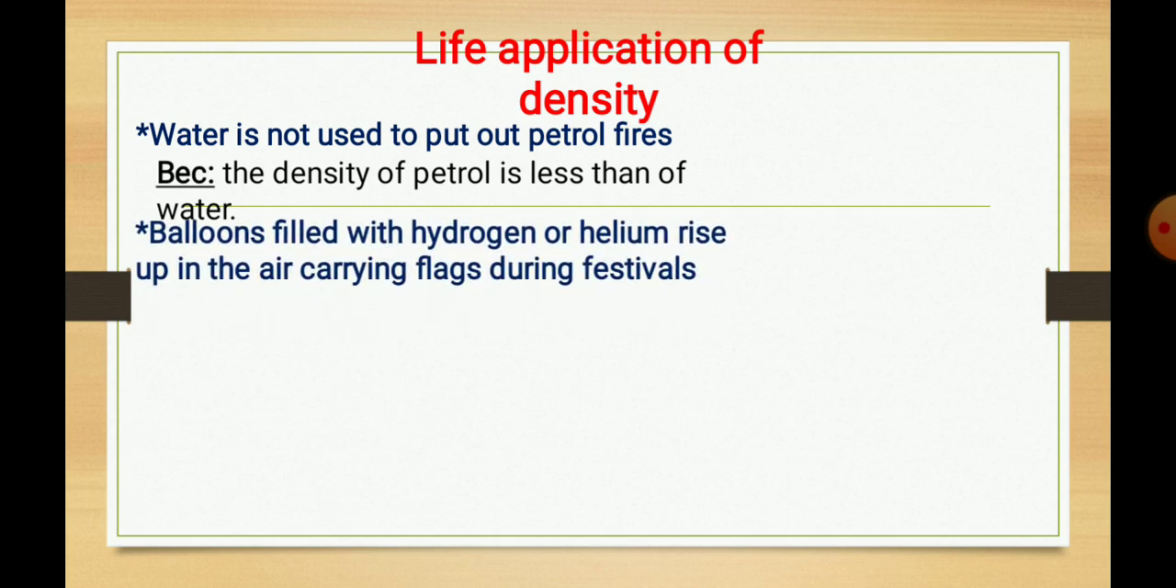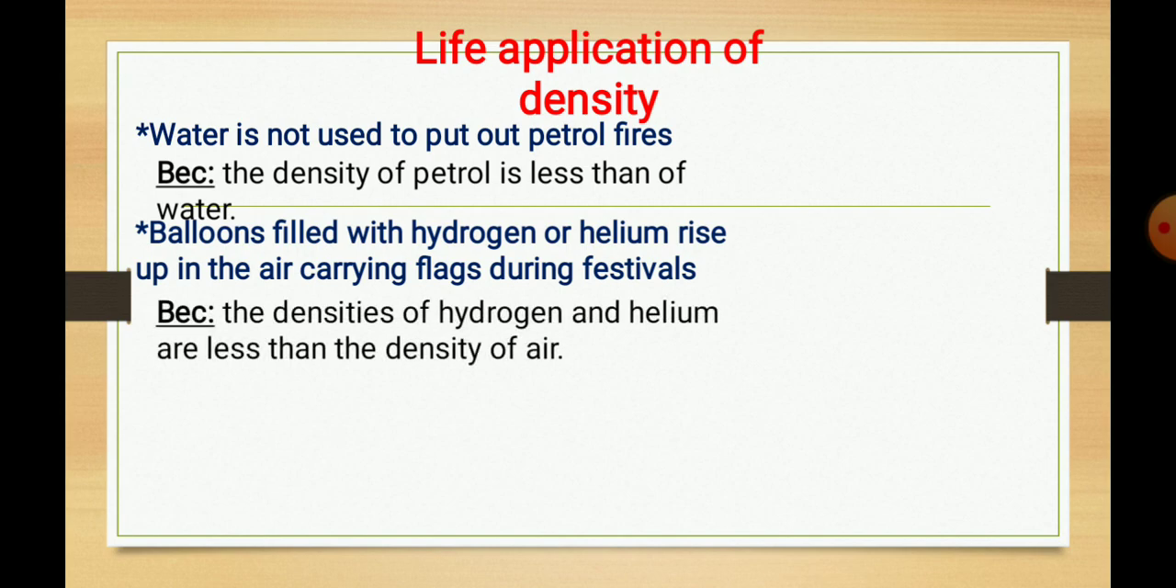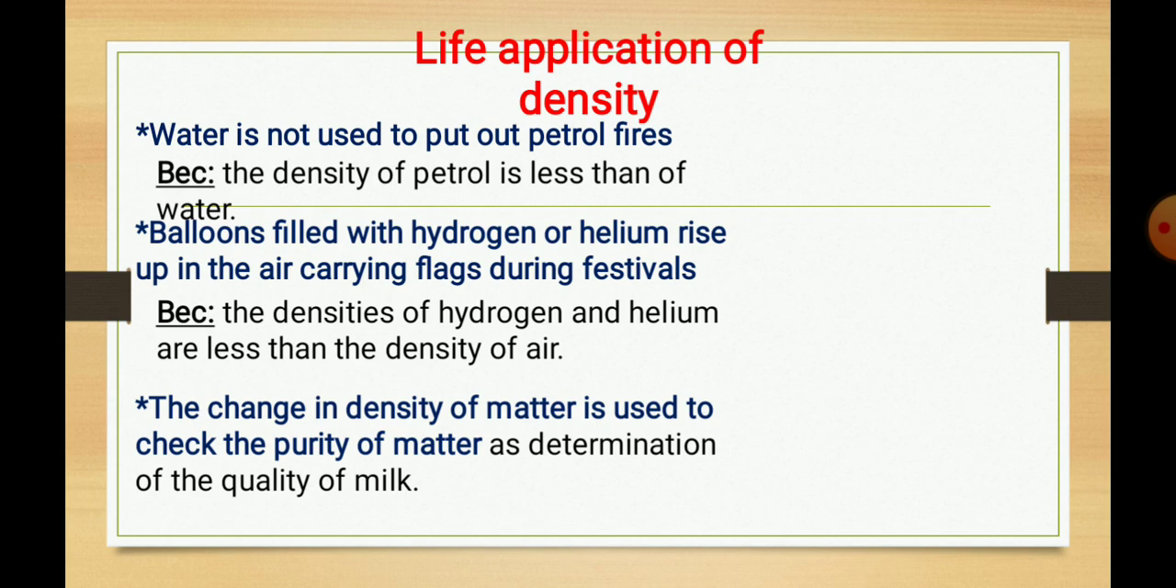Number two, balloons filled with hydrogen or helium rise up in the air, carrying the flags during festivals. Give reason: because the density of hydrogen and helium are less than the density of air. Number three, the change in the density of matter is used to check the purity of matter, as a determination of the quality of milk.